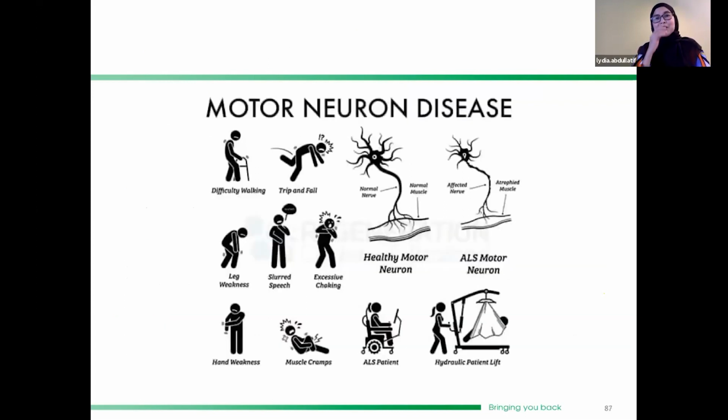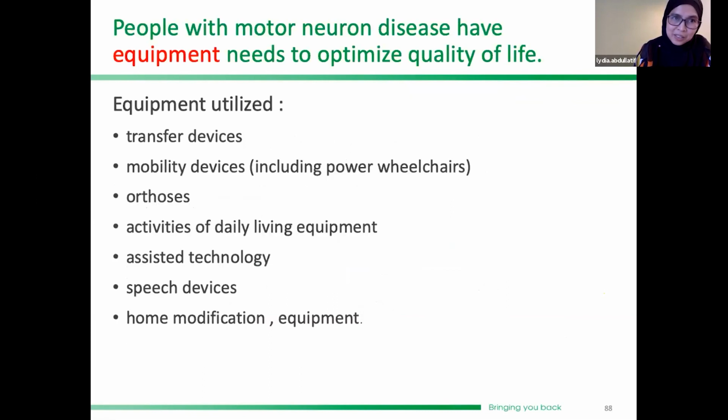Okay. All right, so we know that motor neuron disease gives rise to a lot of impairments, but nevertheless, there are a lot of approaches, techniques, and equipment that can help to facilitate and maintain one's function. Okay, so this is just a category of equipment that I've mentioned. Number 1, transfer devices, mobility devices, orthoses, ADL equipment, assistive technology, speech devices, and home modification.